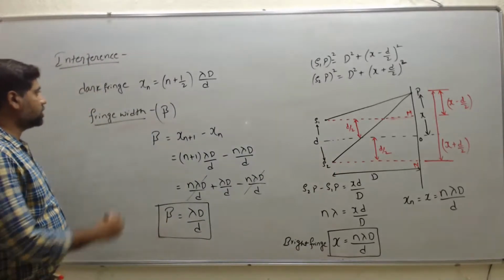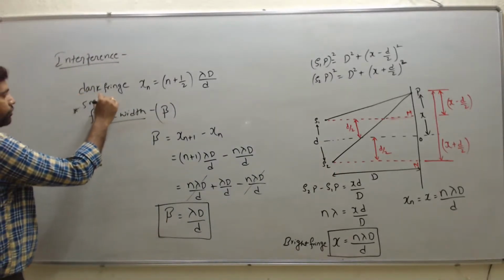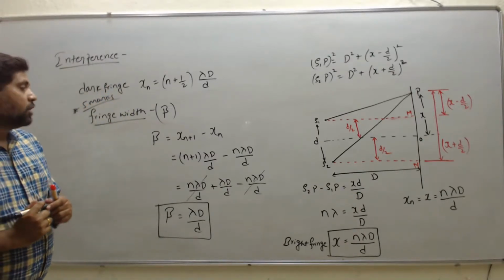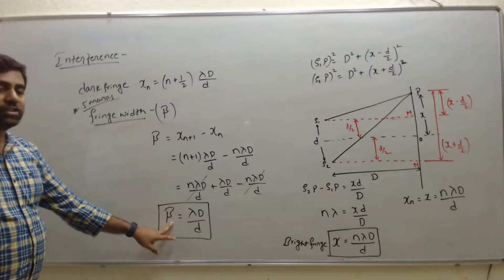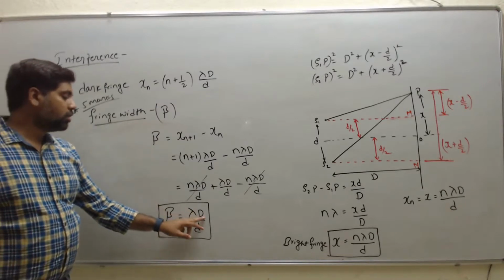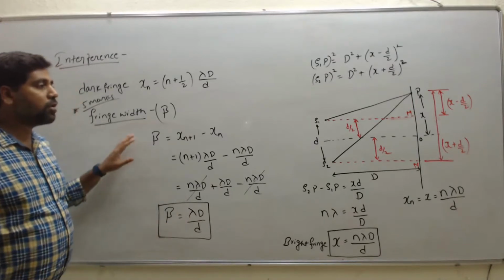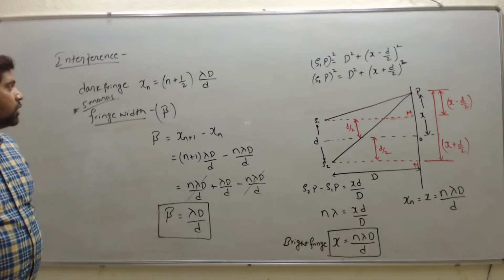This derivation is important for 5 marks. And we have several problems asked on this topic, that is fringe width. Beta equals lambda D divided by d. In the next class we will solve a few problems related to this topic. Thank you.